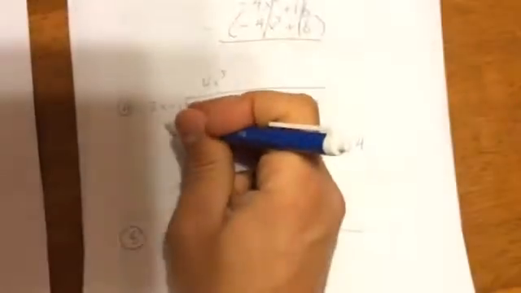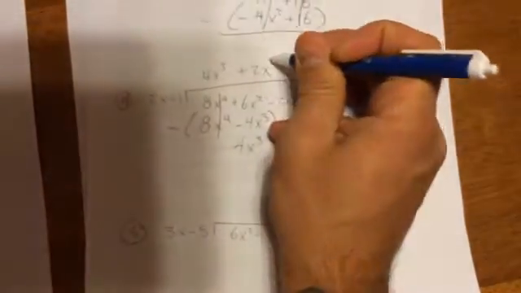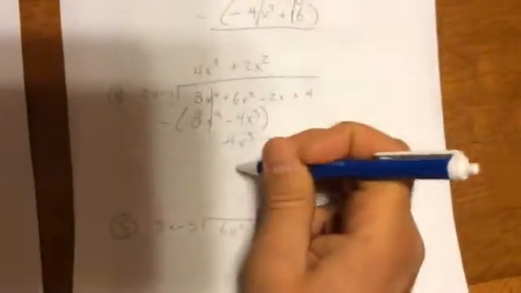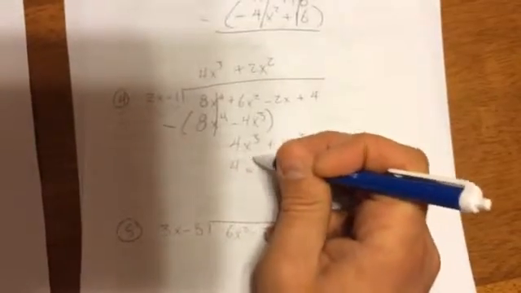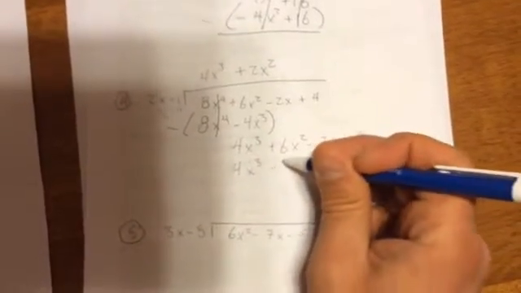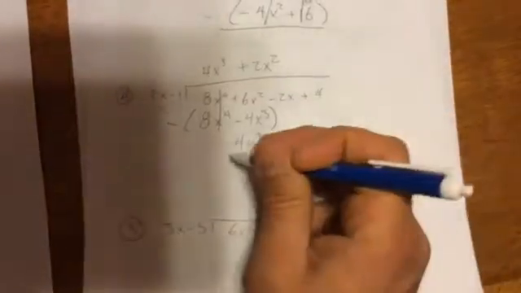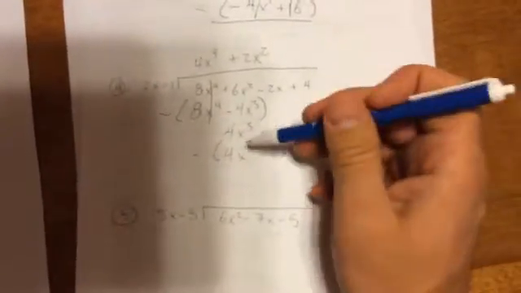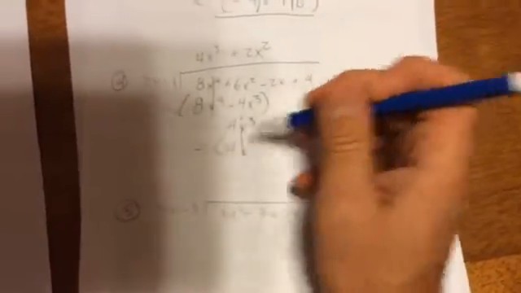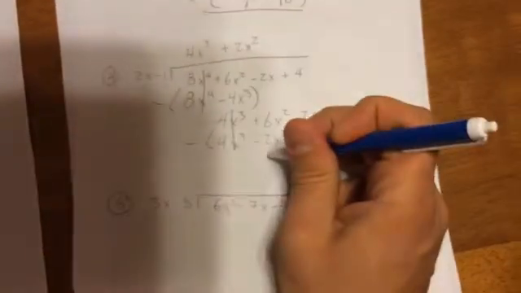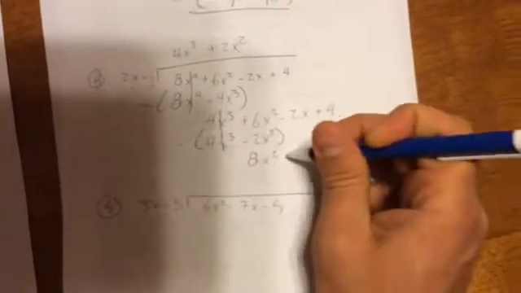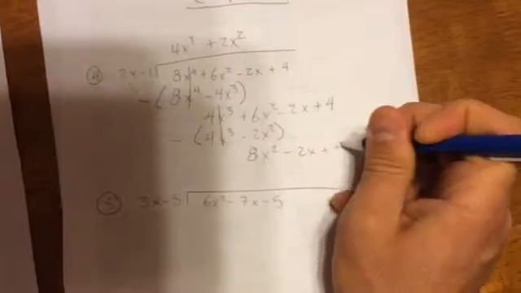Divide the first term by the first term is going to give me 2x squared. Multiply this times both of these is going to be 4x to the third minus 2x squared. Subtract this. These are going to cancel out. 6 minus negative 2 is going to give me 8x squared. Might as well bring everything else down.